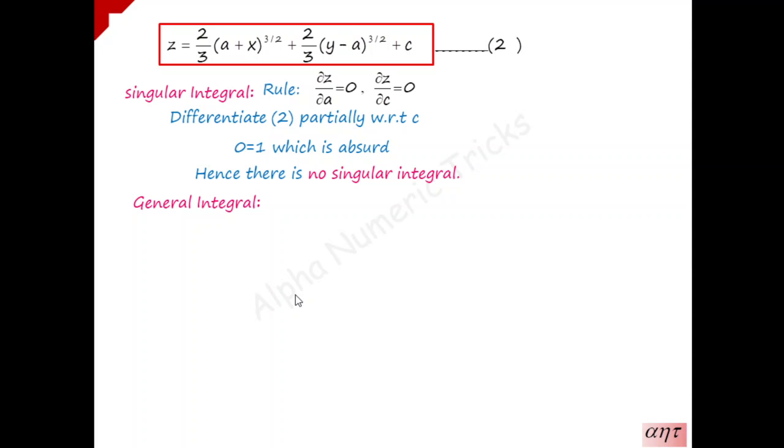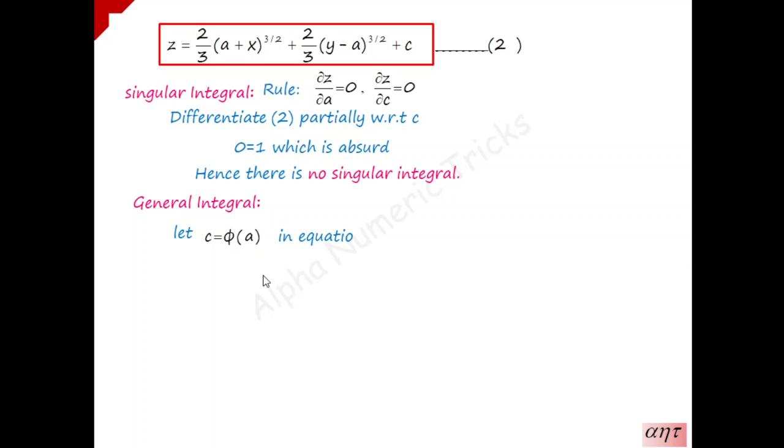The general integral we have to find in the usual manner. That is, you have to reduce the two arbitrary constants in the complete integral to a single arbitrary constant with the help of the substitution c is equal to phi of a. You get this substitution because one arbitrary constant in the complete integral is written as a function of the other. Here either you can use c is equal to phi of a, or you can use a is equal to phi of c. Both ways are possible.